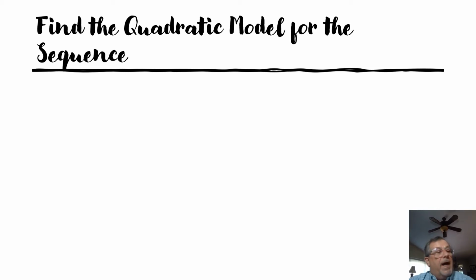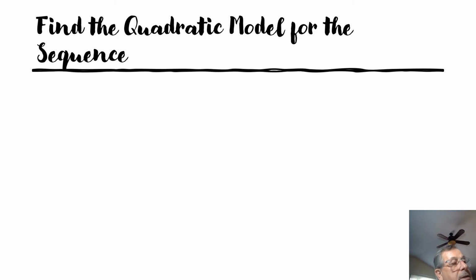We're now going to take a look at a sequence in which, when we try to calculate the common difference or the first difference, we don't have a common difference, but we discover when we calculate the second difference that we do have a common difference. And this will allow us to take that sequence and build a quadratic model for the sequence. So let's illustrate what we're talking about.